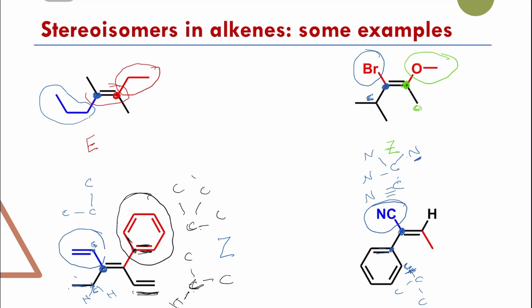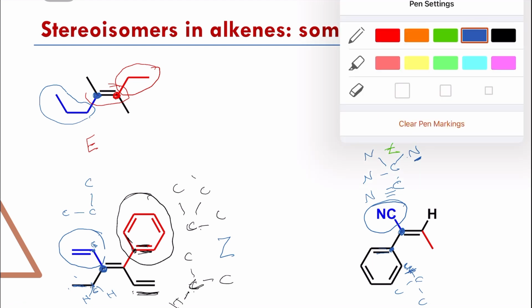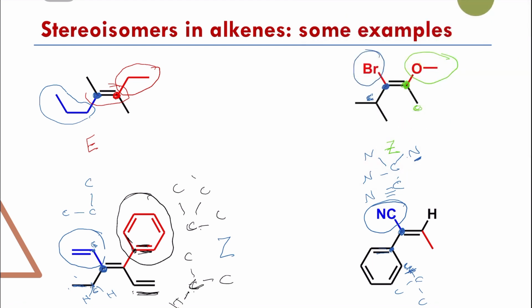On the other side, you have hydrogen and methyl, and we know that the methyl is given the priority. So looking at the two groups that have the priority on both sides of the double bond, we will find that these two have priority on opposite sides. The two groups which have the priority are on opposite sides, so it's going to be an E.